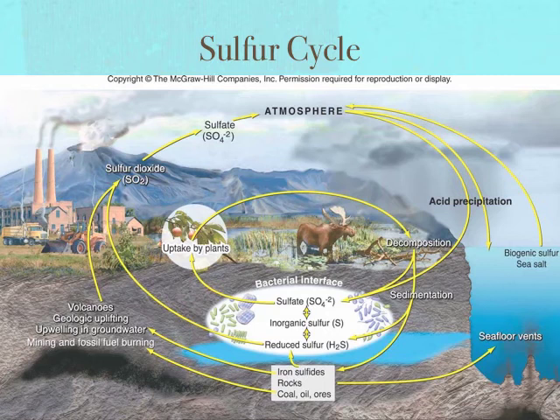The final cycle is the sulfur cycle. Sulfur is a compound in proteins, acid rain, and also in climate regulation. You can see the cycle of sulfur and sulfur dioxide and sulfate through our environment and the atmosphere in the picture below.